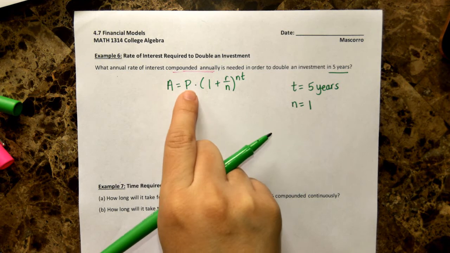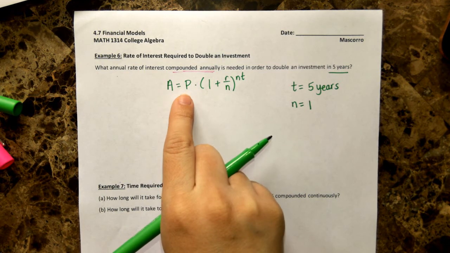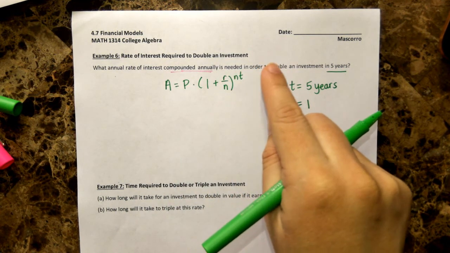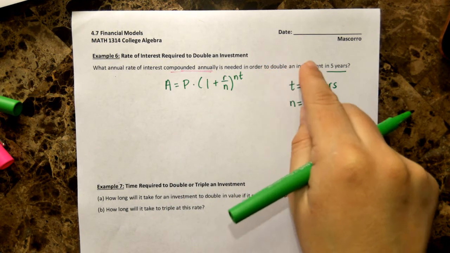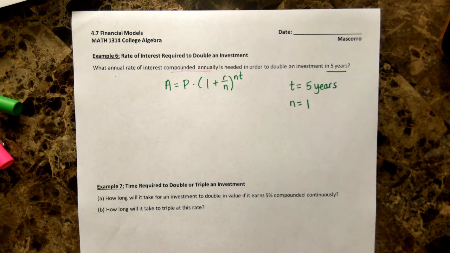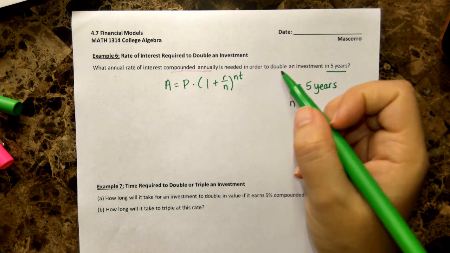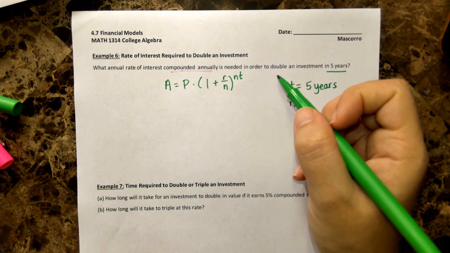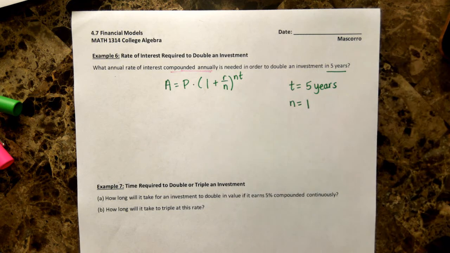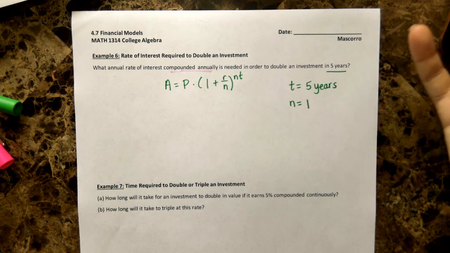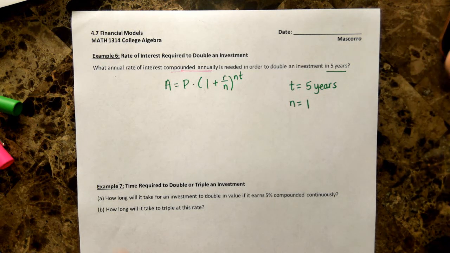What about A and P? A is the ending amount and P is the starting amount. It doesn't tell me either, but it does tell me what annual interest rate is needed to double an investment. Now the cool thing about these is, even though it doesn't tell you what A is or P is, all it wants is for you to double your investment. So you can honestly make A and P whatever numbers you want them to be. Just make one double the other, and you'll get the same answer regardless, which is pretty cool. So if you want, you could really make up numbers.